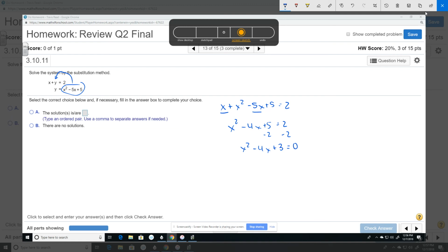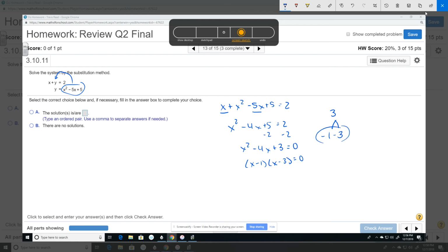So I'm looking for something that multiplies to 3 and adds up to negative 4. 1 and 3 multiply to 3. In fact, that's the only thing that does. But it needs to be a negative 4. Well, if I make both of these negative, negative 1 times negative 3 is 3. Negative 1 plus a negative 3 is negative 4. So x minus 1 and x minus 3 are equal to 0. Those are my two factors.